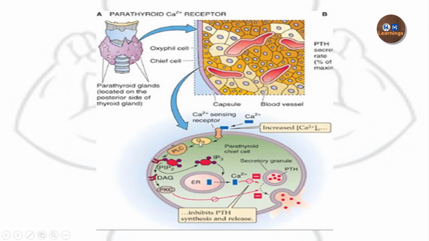It is coupled to Gq and it activates phospholipase C. Phospholipase C is an enzyme which will cause a breakdown of phospholipids to form diacylglycerol, that is DAG, and inositol triphosphate, IP3. So the DAG does what? It will activate protein kinase C, and the IP3 will go and bind to the IP3 receptors present on the ER, that is the endoplasmic reticulum. After binding to the IP3 receptors on the ER, it causes a release of calcium inside the cell. DAG will also activate protein kinase C, and this will also increase the intracellular calcium levels.